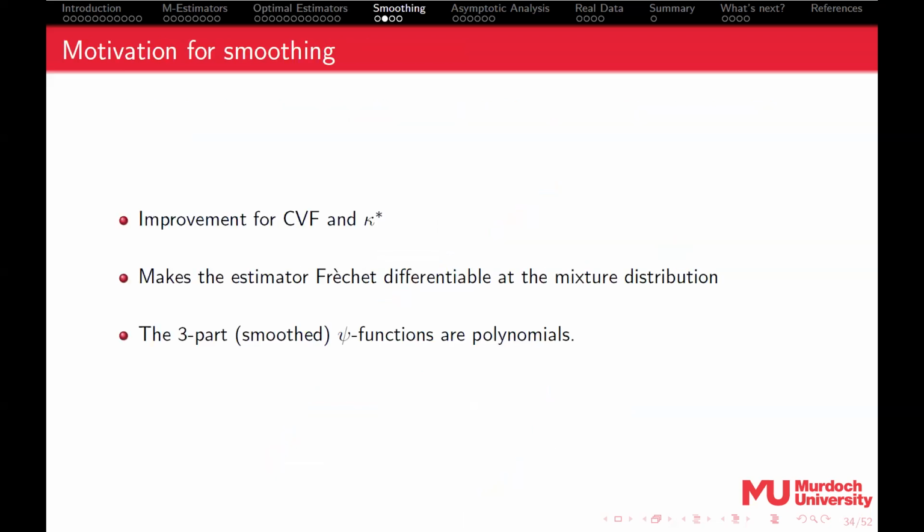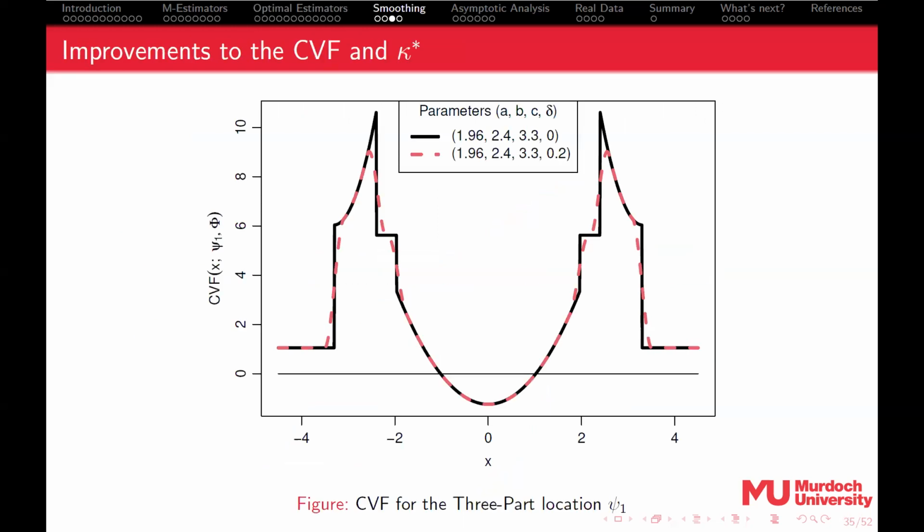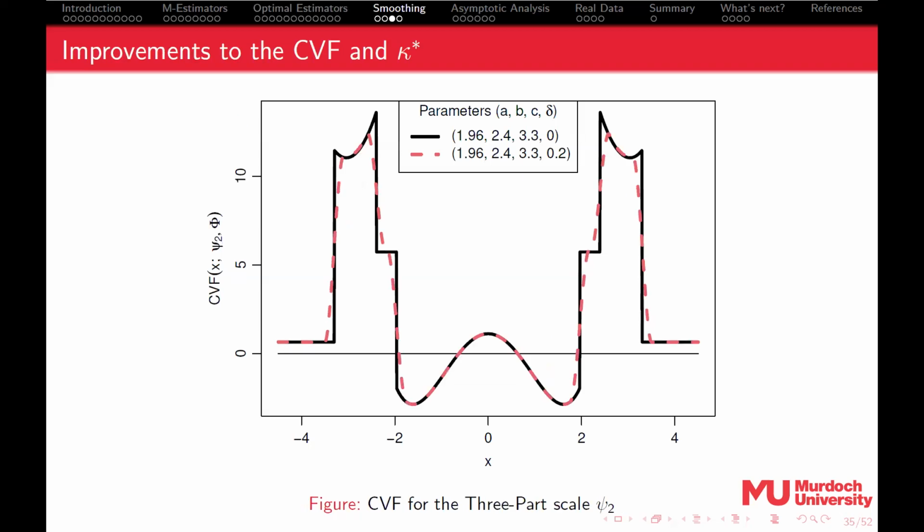Because we get better results for the change of variance function and the change of variance sensitivity. We also end up with a Fréchet differential distribution. And we have definitions of the psi functions purely as polynomials, which makes them very easy to reason about and efficient to compute. The change is very simple: we round off the sharp corners. This is the location, and the same is true for scale.